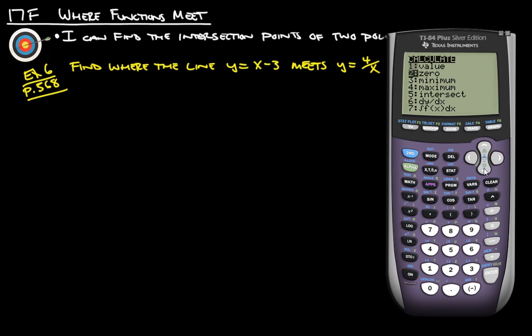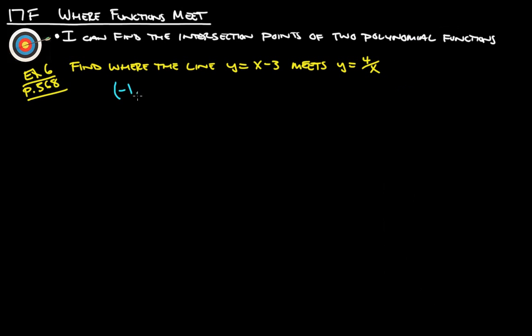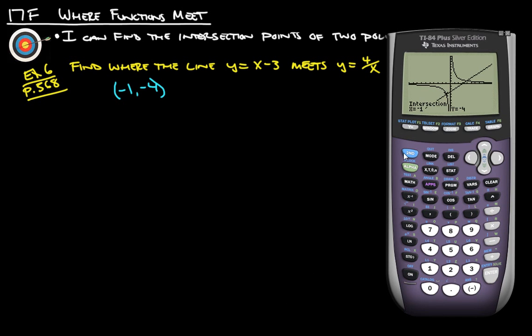Second, calculate, intersect. Again, we're pretty close there. Enter, enter, and then guess. We're at (-1, -4). All right, and then let's calculate the other one.